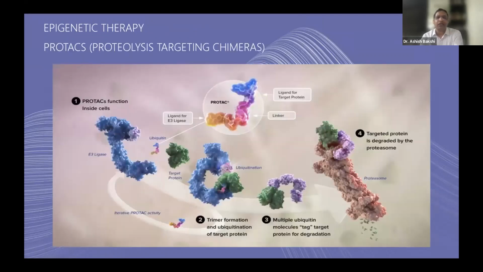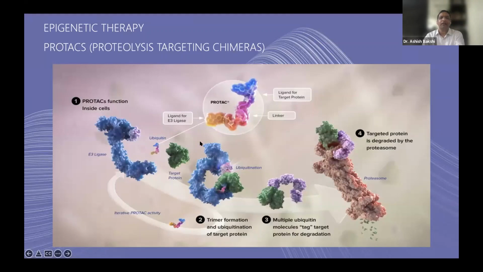Another unique strategy that is being used to target the epigenetic machinery is called PROTACs, which stands for proteolysis targeting chimeras. Basically, the ubiquitination pathway is responsible for the degradation of proteins that are not required by the body. So in a PROTAC, you have a ligand for a target protein, a linker molecule, and a ligand for the E3 ligase. Say, for example, this particular protein we have to degrade.